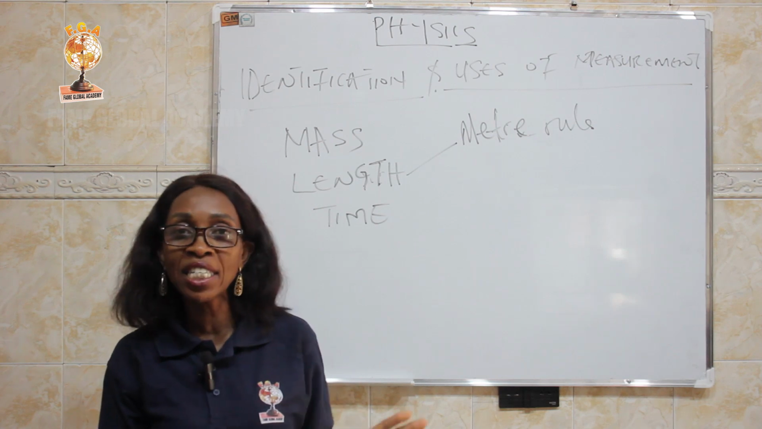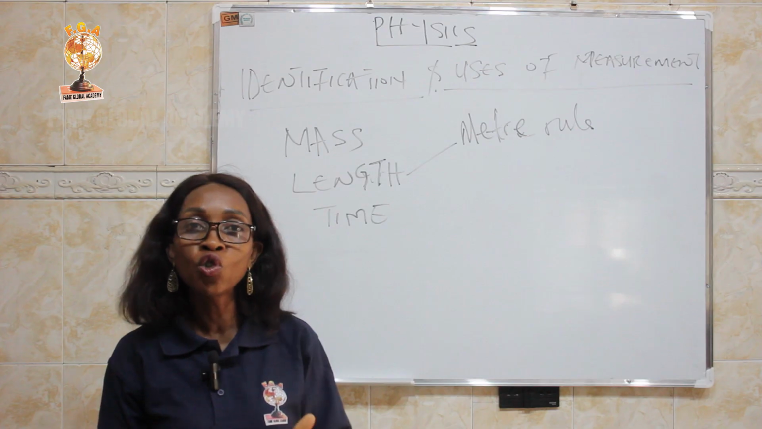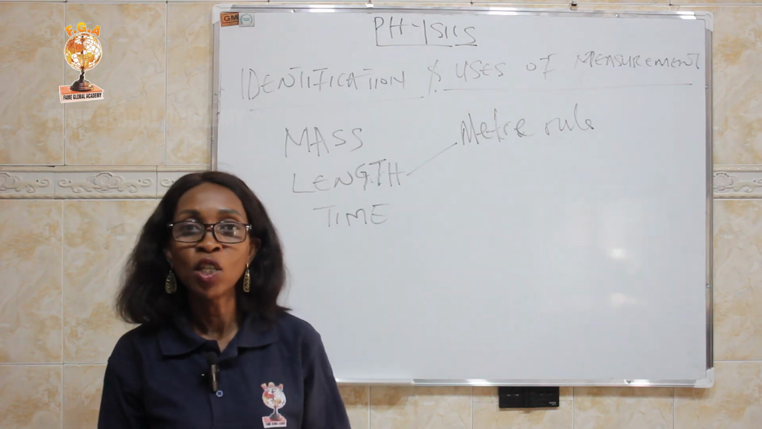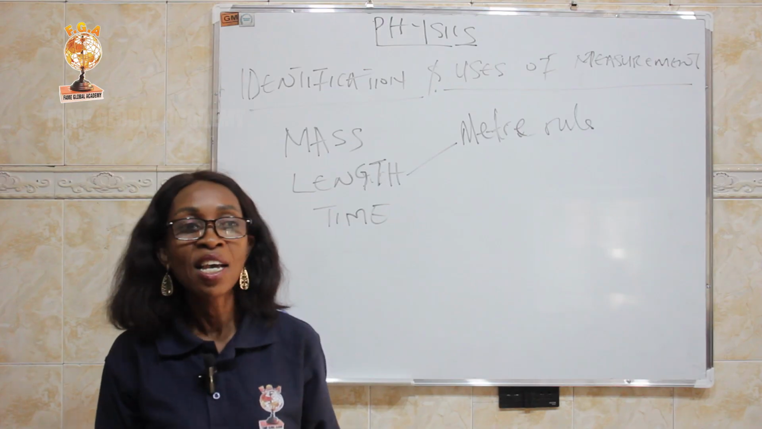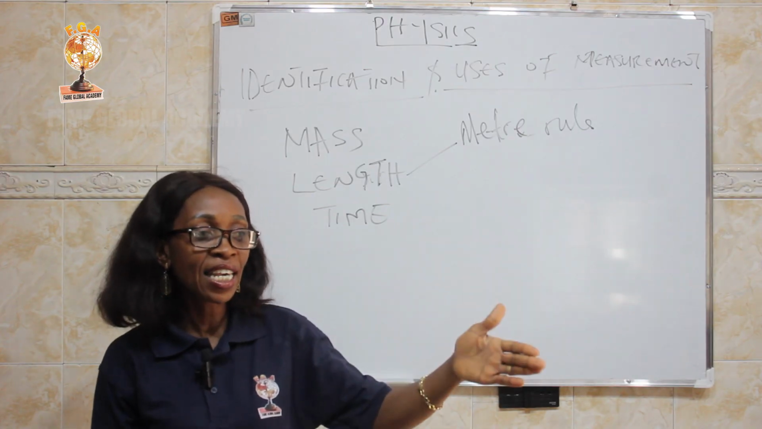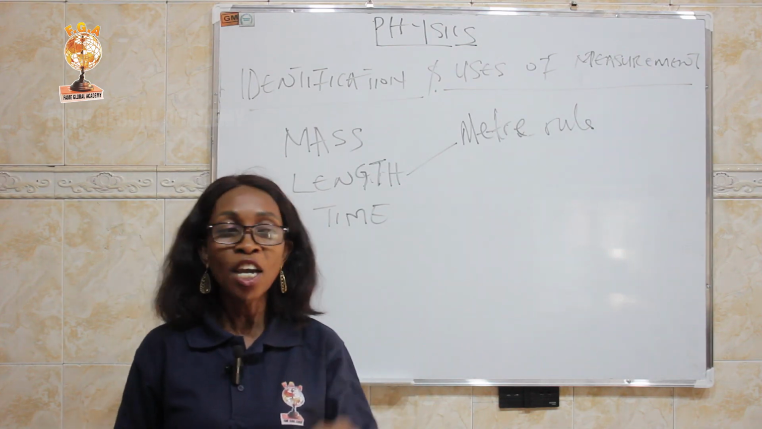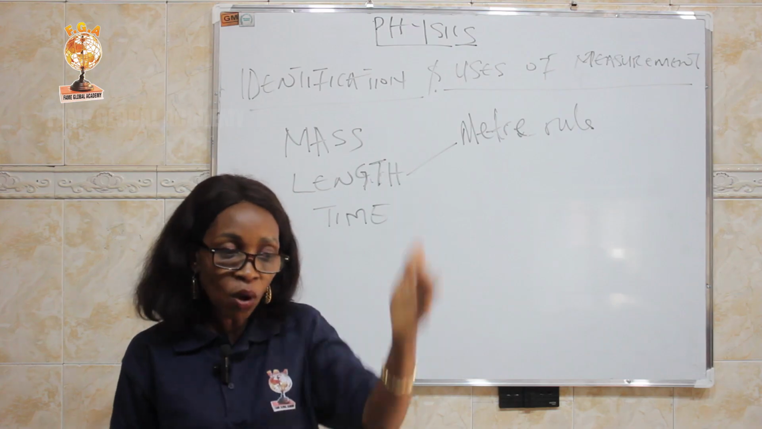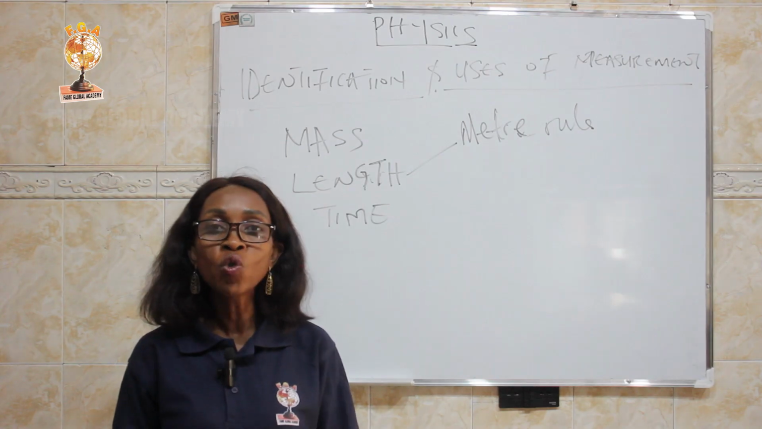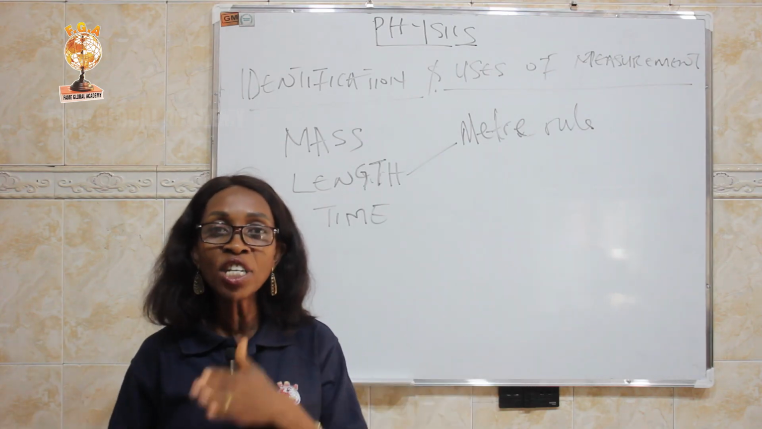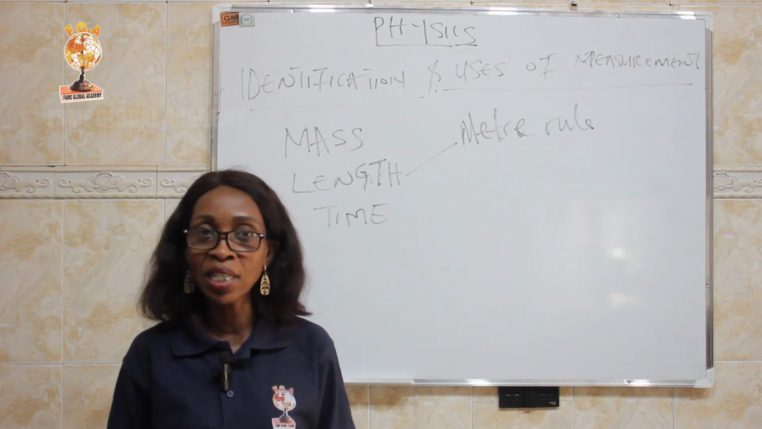It mostly has a graduation of between 1 millimeter and 0.1 centimeter. It could be 1 millimeter or 0.1 centimeter. So if I want to measure the length of, let's say, the table in the lab, or a retort stand in the lab, I want to measure the actual length of that retort stand or that table, I have to use what I call the meter rule, and it ranges from 1 millimeter or 0.1 centimeter.